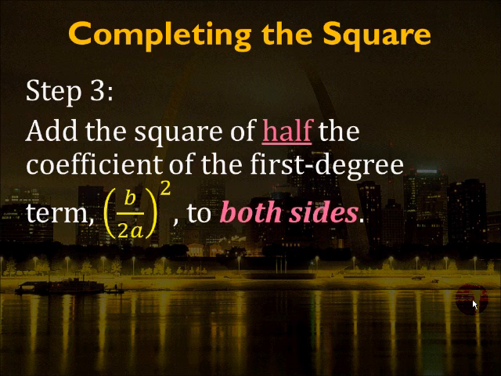Step 3, add the square of half the coefficient of the first degree term, b over 2a quantity squared, to both sides. So basically what you're going to do is add b over 2a quantity squared to both sides of the equation.